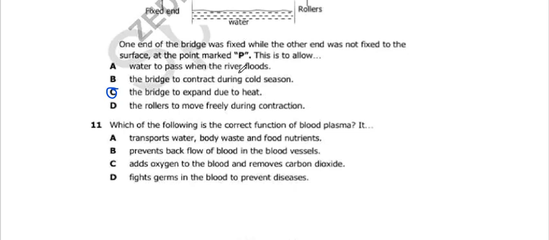So, when we talk of fighting germs in the blood to prevent diseases, we are simply talking of what protects the body in the blood. We've got the white blood cells. Adds oxygen to the blood and removes carbon dioxide, well, I believe that is a function of the lungs. B, prevents backflow of blood in blood vessels, that's a function of the valves. And the blood plasma is actually there to transport water, body waste, and food nutrients. So the blood plasma is there for transportation in the blood. It's the fluid part of the blood and it helps in transporting. So the correct answer for number 11 is A.